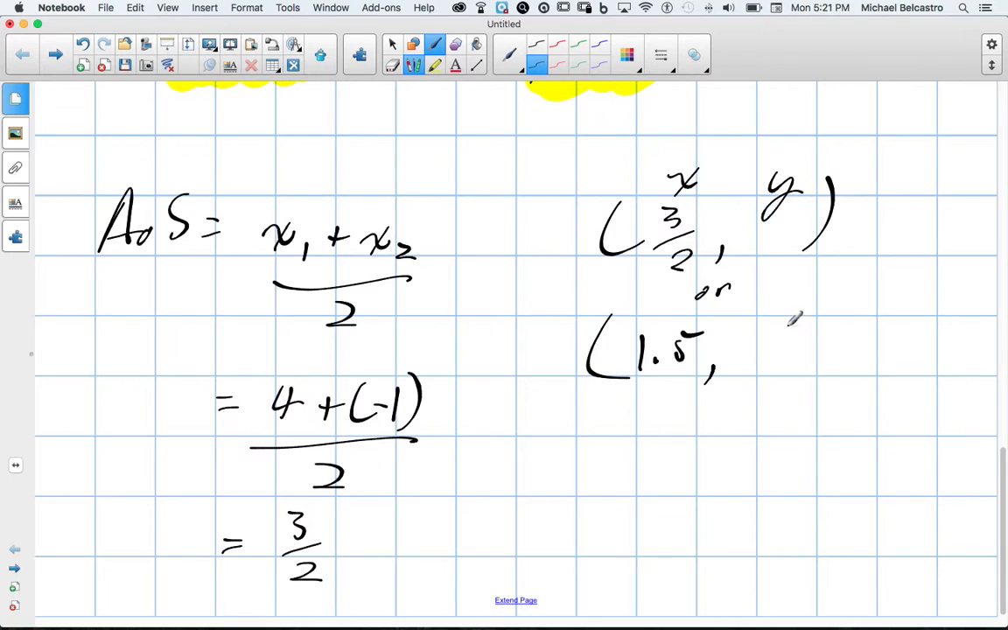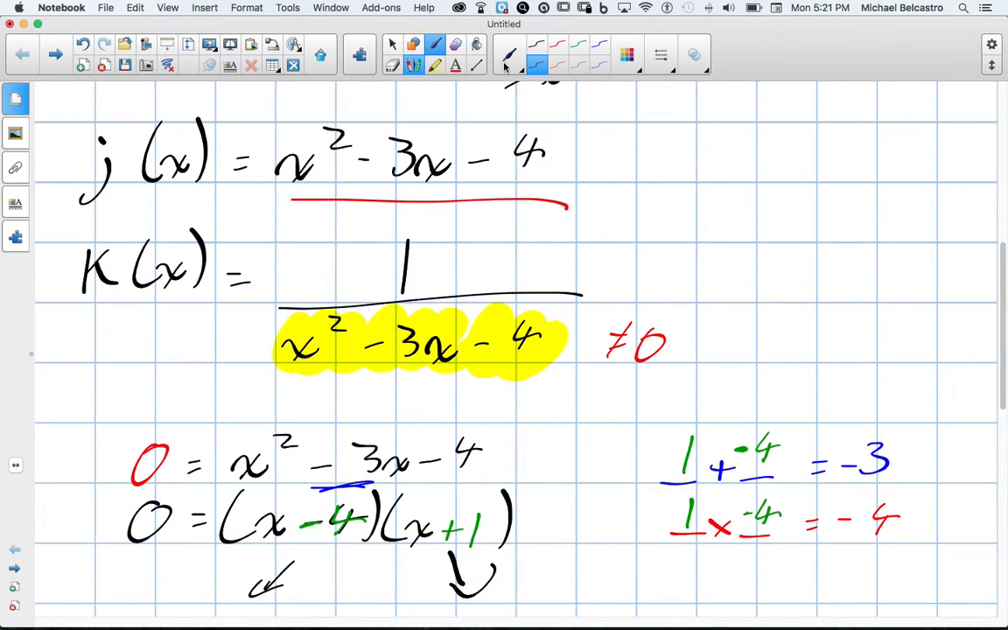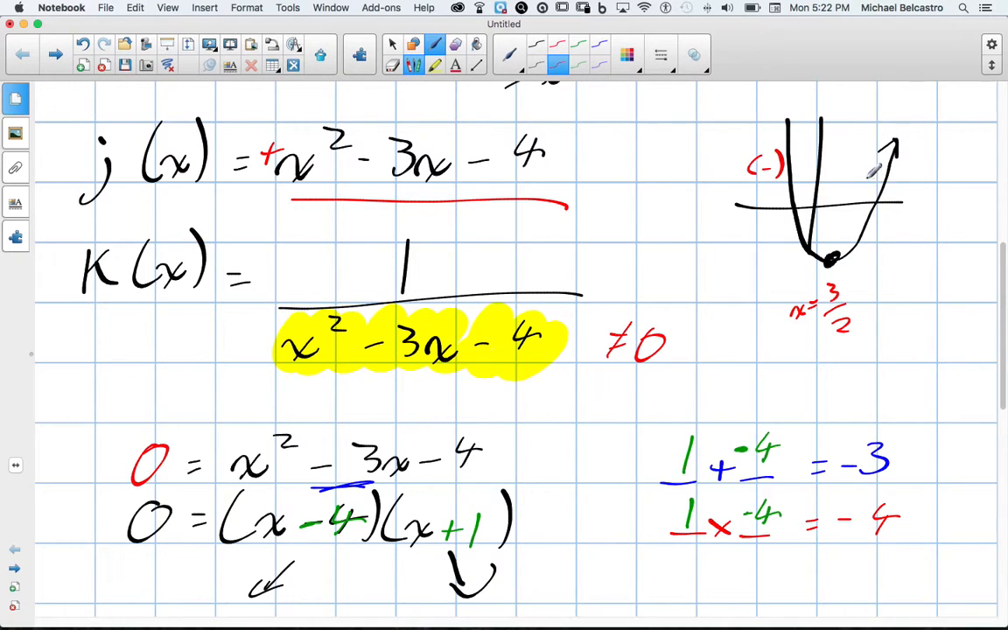So for our sake, we actually don't need the y value. It's not super important. But because this a value is positive, we know that our general quadratic is decreasing to that x value point, that x value being 3/2. So when x is less than 3/2, it is a decreasing function. And then after that, it is an increasing function.